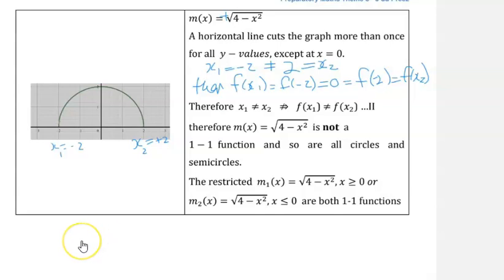So you can look at other examples and see whether you can either do it algebraically like that or graphically by using the vertical line test for functions and a horizontal line test for one-to-one functions.